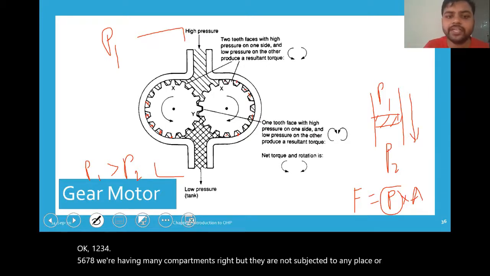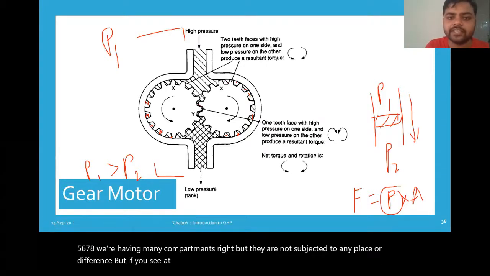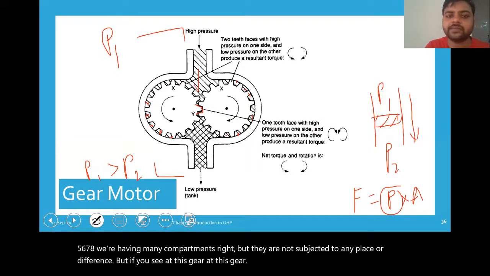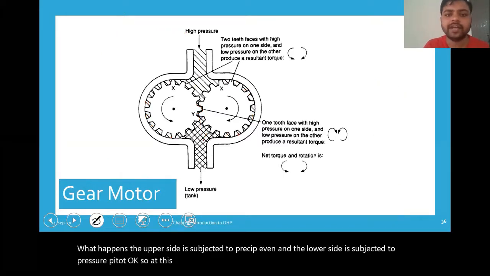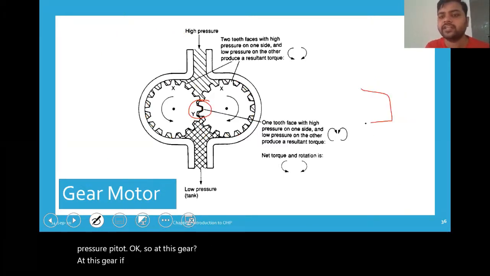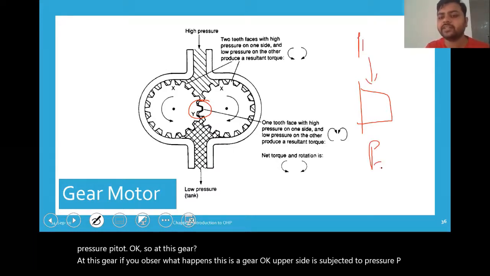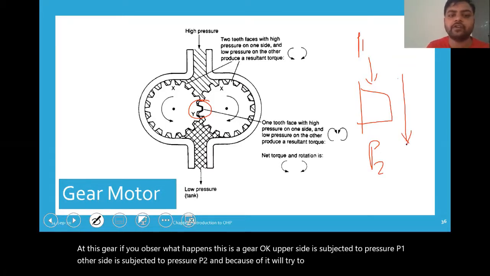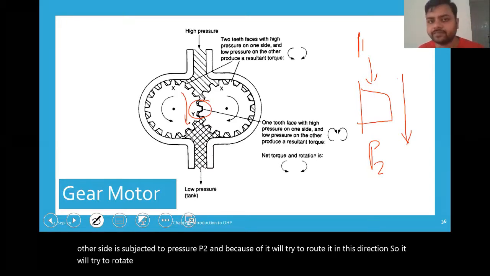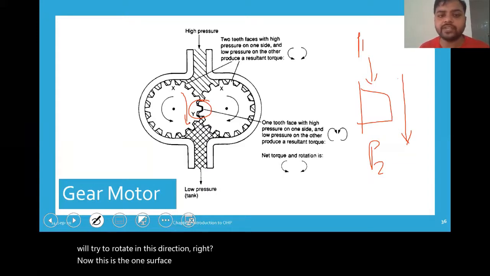But if you look at this gear, what happens? The upper side is subjected to pressure P1 and the lower side is subjected to pressure P2. So at this gear, the upper side is subjected to pressure P1, the other side is subjected to pressure P2, and because of this, it will try to rotate in this direction. Now this is one surface. What other surface is subjected to pressure difference?